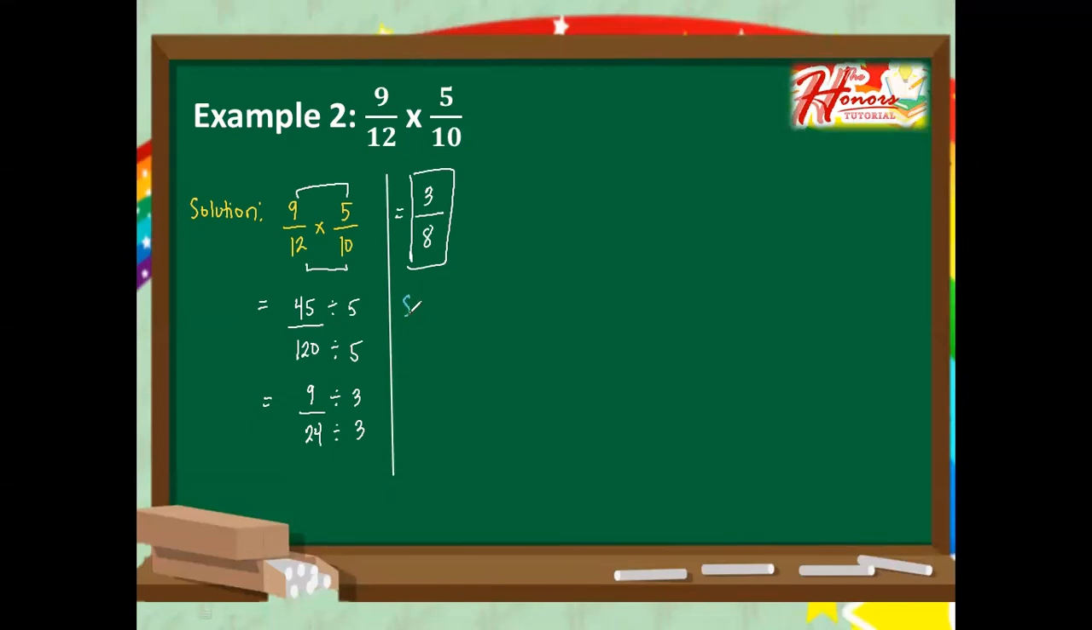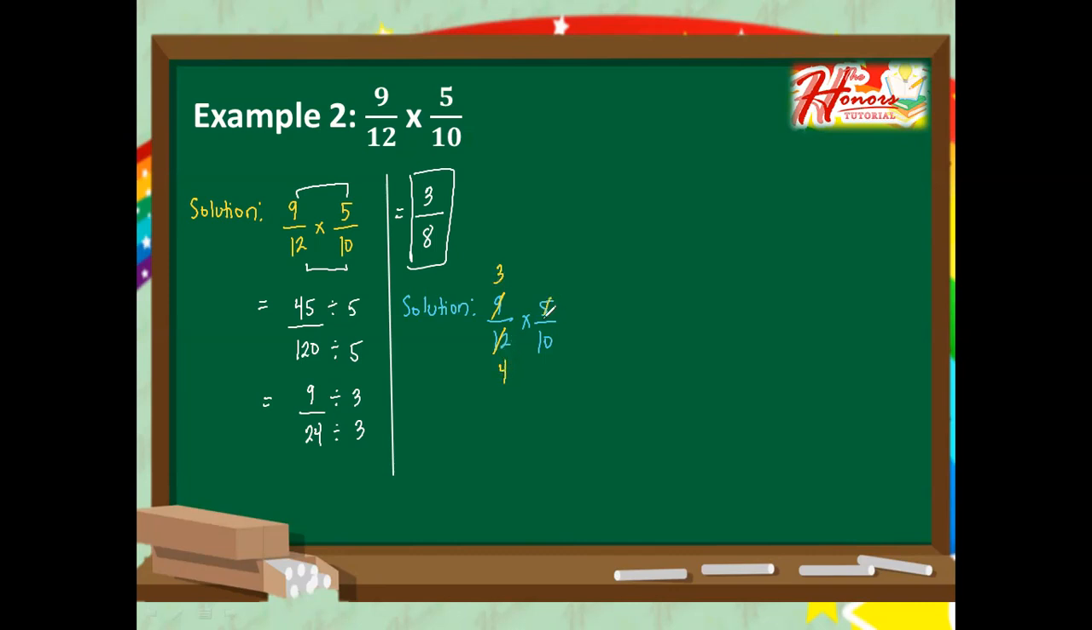Solution. I'll copy the given. So we have here 9 over 12 times 5 over 10. It is only applicable if you can simplify the numerator and denominator of each given. So in this, as you can see, I have here 9 and 12. I can divide this by 3. So 9 divided by 3 is 3. 12 divided by 3 is 4.